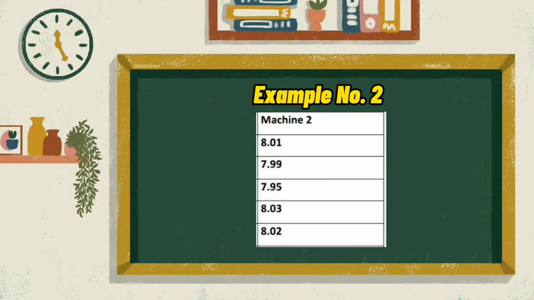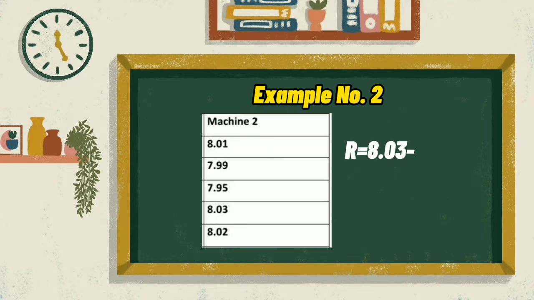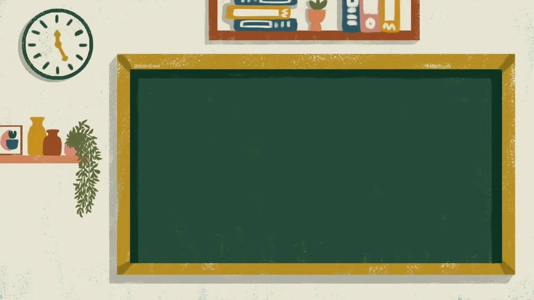Like we did in machine 1, we are also going to get the highest value there, which is 8.03, and the least value is 7.45. Then subtract: 8.03 minus 7.45 is equal to 0.08. Therefore, the range in machine 2 is 0.08 ounces. Now, let's proceed to the second statistical value of the measures of dispersion, which is the standard deviation.